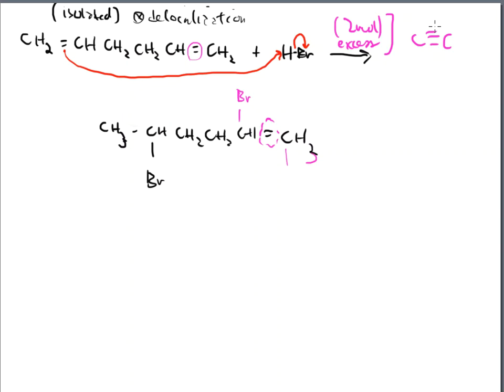So this is an example of an isolated diene. There's no difference in what we've been doing, nothing at all. Just the concept of how much reagent do we bring into the picture. That's it. That's no more. All right, so let's do another example.